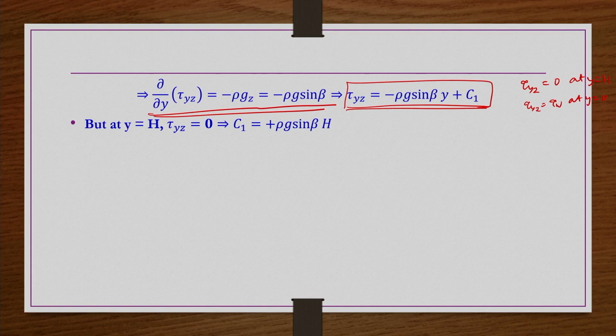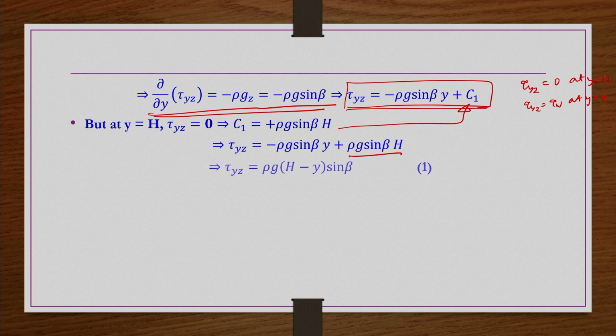So C1 = rho g sin beta h. Then if you substitute that here in this equation, you get tau yz = rho g (h minus y) sin beta.